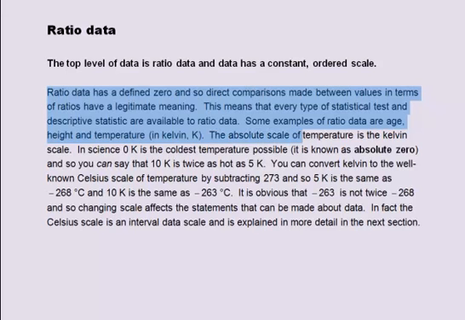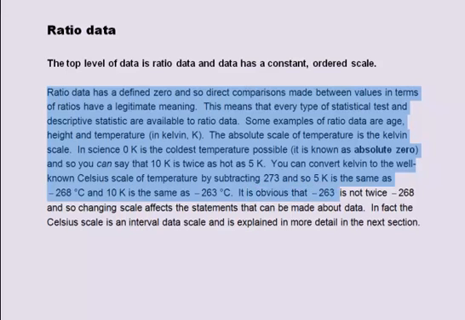The absolute scale of temperature is the Kelvin scale. In science, 0 Kelvin is the coldest temperature possible. It is known as absolute zero, and so you can say that 10 Kelvin is twice as hot as 5 Kelvin. You can convert Kelvin into the well-known Celsius scale of temperature by subtracting 273, and so 5 Kelvin is the same as minus 268 degrees C, and 10 Kelvin is the same as minus 263 degrees C.